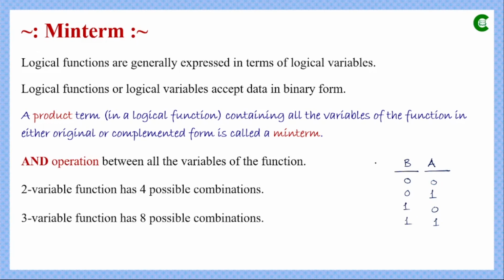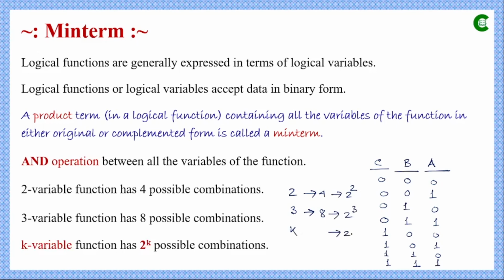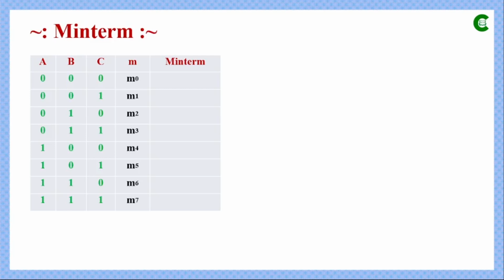Similarly, if we have three variables in that logical function, then we will have 8 combinations. That means if we have two variables, we have four possible combinations, and 4 is 2 to the power 2. If we have three variables, we have 8 possible combinations, which is 2 raised to the power 3. So if we have k variables, then we will have 2 to the power k possible combinations. Here we can see a table where we have used three logical variables a, b, c, and there are 8 possible combinations among these three variables.